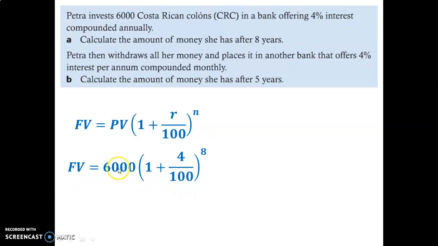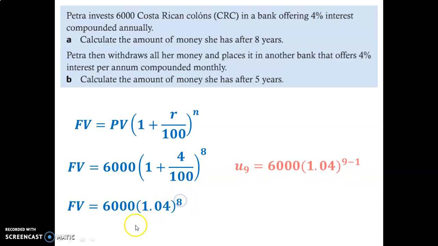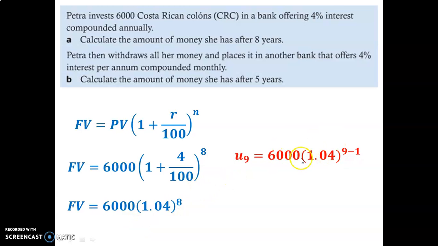Okay, so you've tried it. We put 6,000 for the present value, we put 4% here. That 4% is applied for 8 years. Okay, that becomes this, because 4 divided by 100 is 0.04, 4%, so now we have 104%, 1.04 for 8 years. That tells us the same thing as this. Remember, I'm just going to compare it again, this formula, because I don't want you to forget that this formula is just simply a geometric sequence.